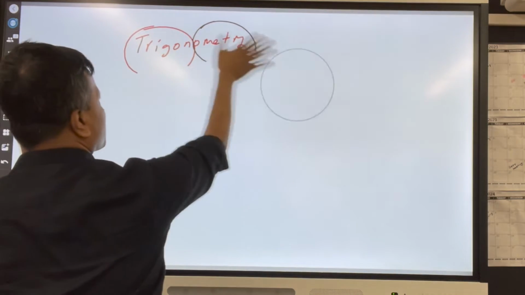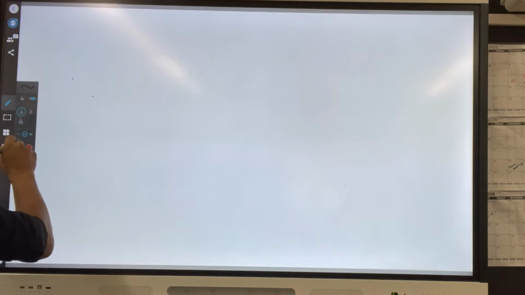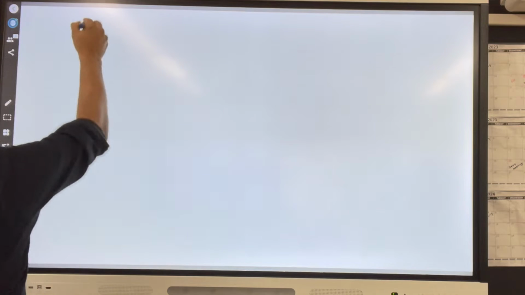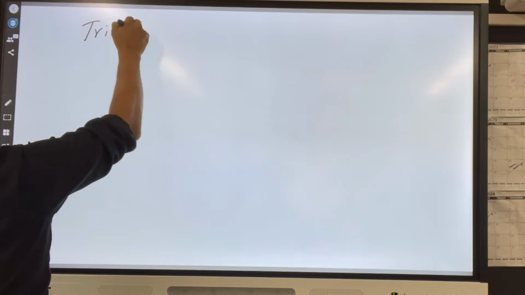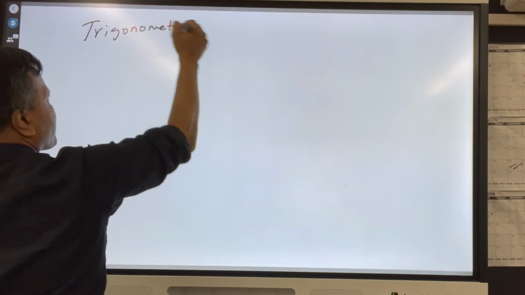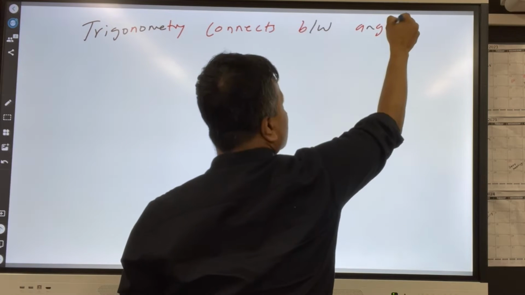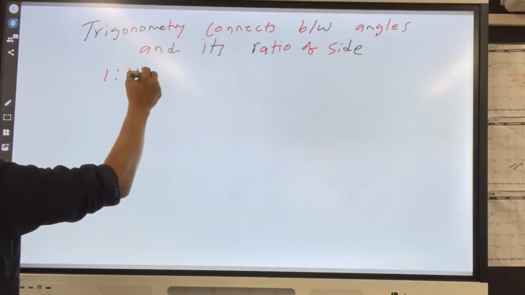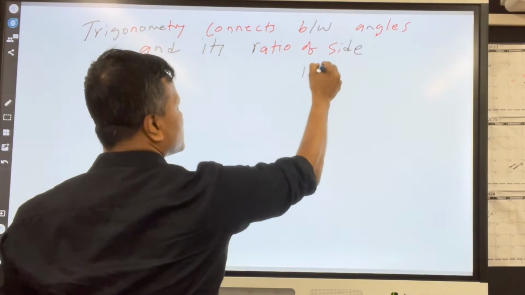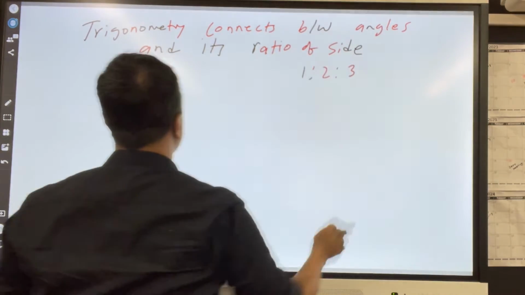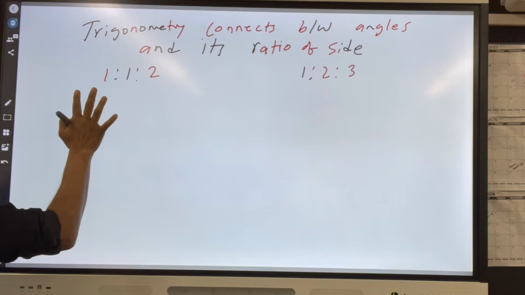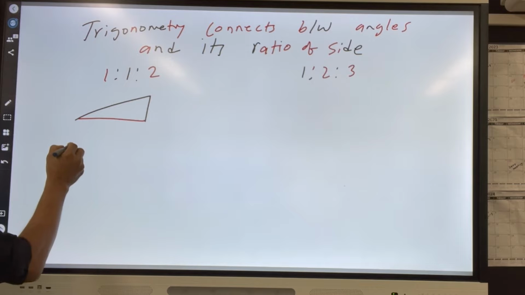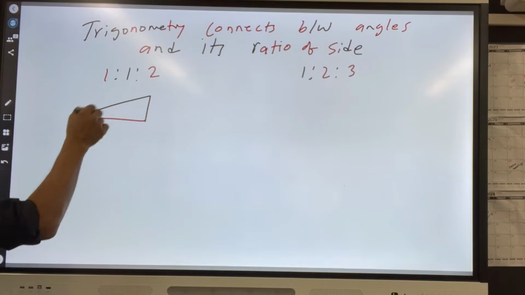That doesn't help much. So now I'm going to give you a definition that really helps you capture the essence of trigonometry. Trigonometry connects angles and sides, and here we start our conversation with the 1:1:2 ratio and the 1:2:3 ratio. When we talk about the 1:1:2 ratio, we can try to find what would be each angle.